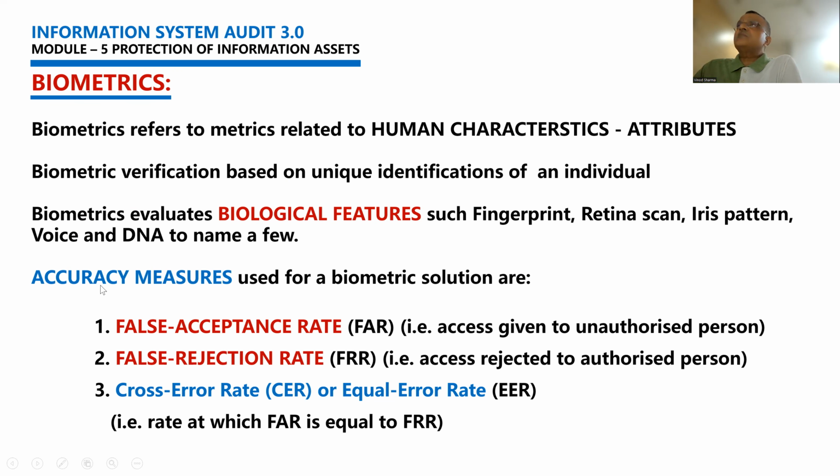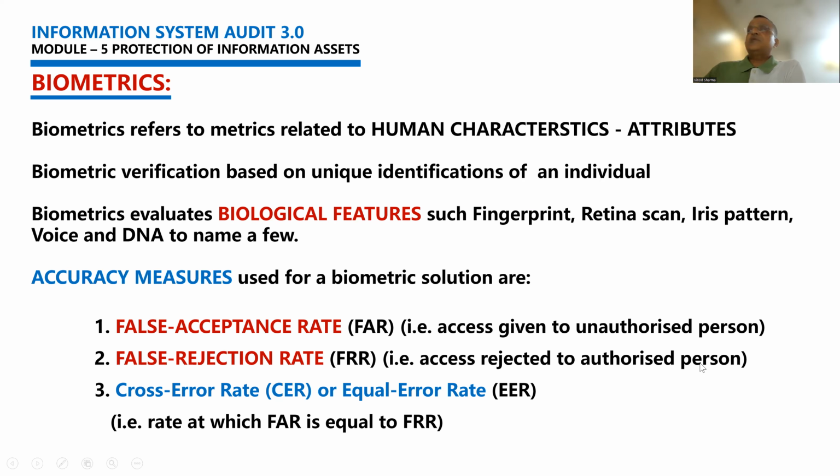Now, when we are talking about biometric solutions, we need to talk about the accuracy measures because it's a machine which is reading it. Sometimes you find that when you're pressing your biometric fingerprints to access a particular room, it says access denied, right? And sometimes a person who is not authorized tries and gets the access. So these are certain flaws of the system which we'll be talking about. The first one is false acceptance rate, also known as FAR, that is access given to an unauthorized person, jaisa abhi maine aapse kaha. And the second is false rejection rate, that is FRR, that is access rejected to an authorized person.